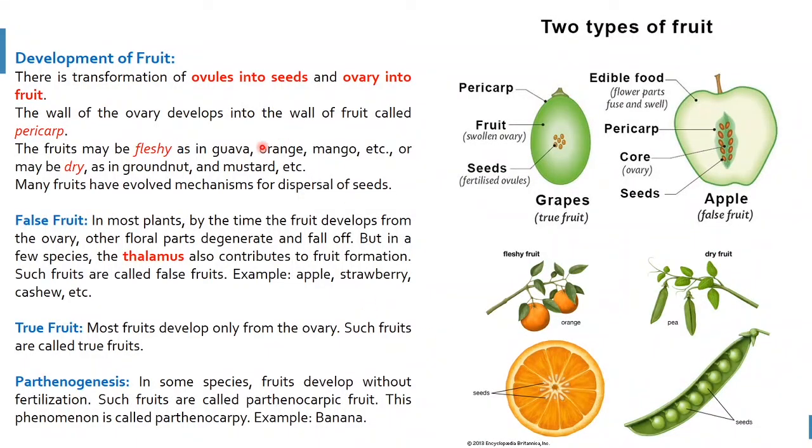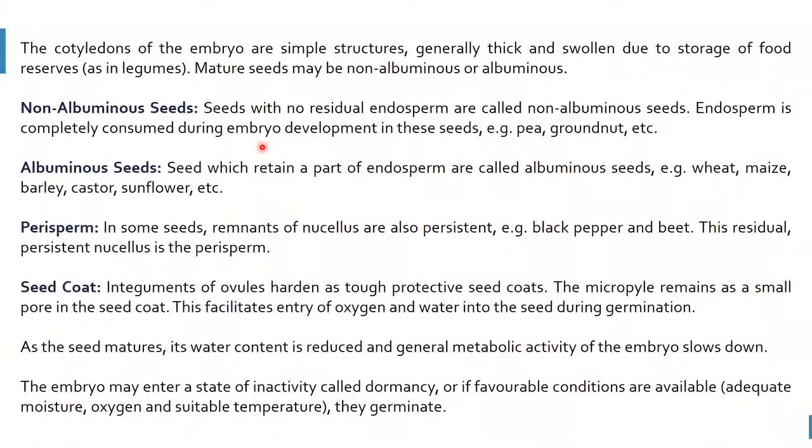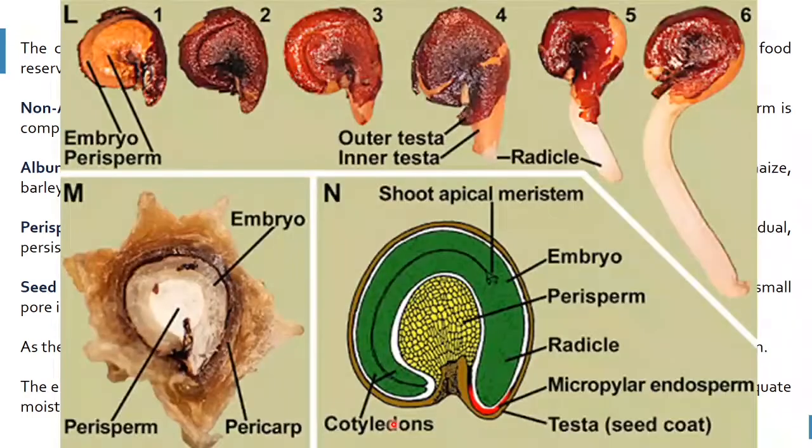Then coming to development. As the seed matures, its water content is reduced and its general metabolic activity slows down. The embryo may enter a state of inactivity known as dormancy. When its metabolic activity is low, it enters the state of inactivity known as dormancy, and whenever favorable conditions become available, the seeds start to germinate.